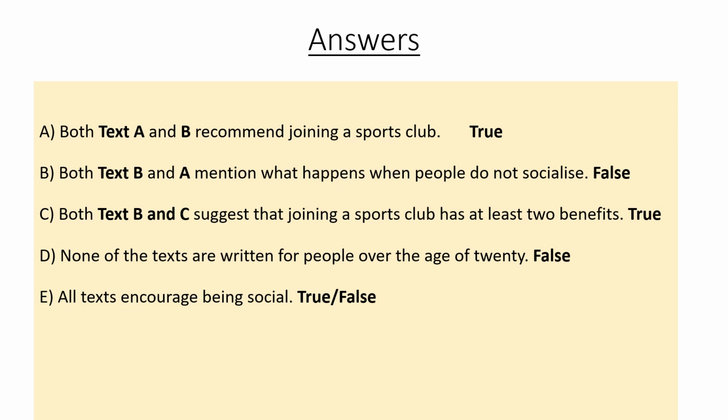C, both text B and C suggest joining the sports club has at least 2 benefits. Okay, so that'll be a quick scan. You'd know how the sentence would be set up for benefits. It'd be something like a sports club gives you this, in a sports club you get that. Which would generally be about positive. So you'd be scanning the text as well. If either one of them had a negative word to say about sports club, then it would probably be false.